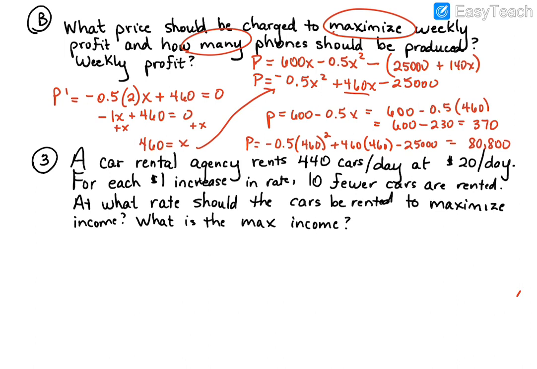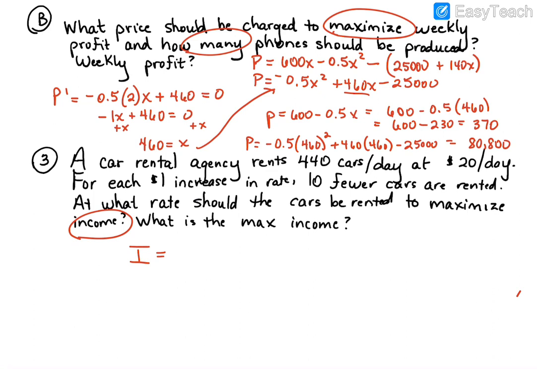All right, last but not least, we have a car rental agency. They're renting 440 cars per day at $20 a day. It says for each dollar increase in rate, 10 fewer cars are rented. So, we're going to try to be maximizing the income. So I'm just going to call it I for income.